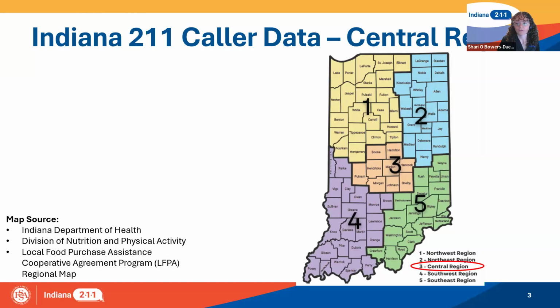All right, thank you, Jill. So we'll go ahead and get started with the Central Region, as Jill mentioned. Today is the third of 5 presentations that we have done, if you have not been able to attend the other 2. But the regional map that we use actually comes from the 5 regions that the Department of Health's Division of Nutrition and Physical Activity uses for their Local Food Purchase Assistance Cooperative Agreement Program, or LFPA. And so today we will cover those 9 counties in the Central Region.